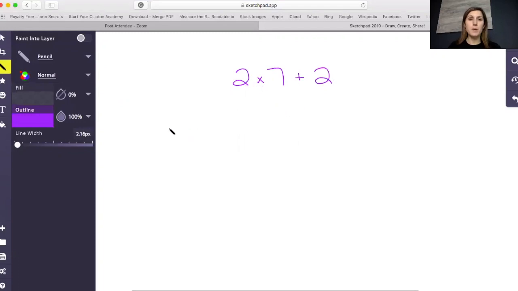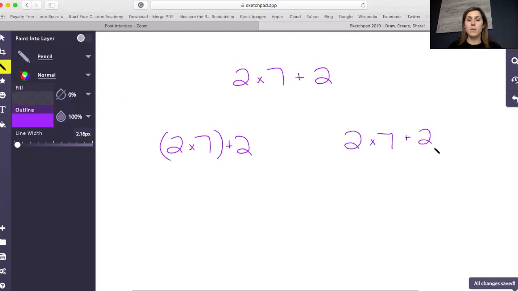The way I put the parentheses will change the problem. So if I have the parentheses around the 2 plus 7, that means I do this part first. So whatever's in the parentheses, I do first. Or I could put here the parentheses around the 7 plus 2, and then I would do that part first. Let's see how the change in the parentheses changes the problem.